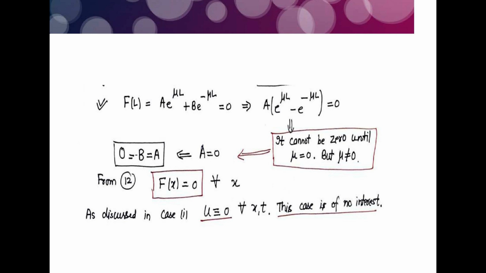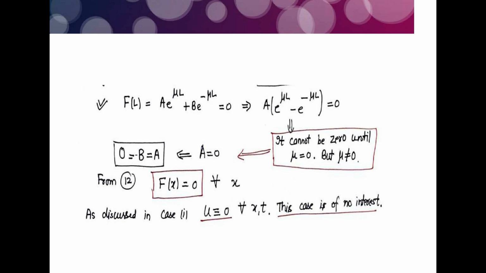Now this expression, that is A times e raised to power mu L minus e raised to power minus mu L equal to 0. Product of two numbers is 0. It means either A is 0, or this expression e raised to power mu L minus e raised to power minus mu L equal to 0. Now this expression in the bracket, exponential terms, it can't be 0 unless mu is 0. But we know that mu is not 0. So this implies that A equal to 0.